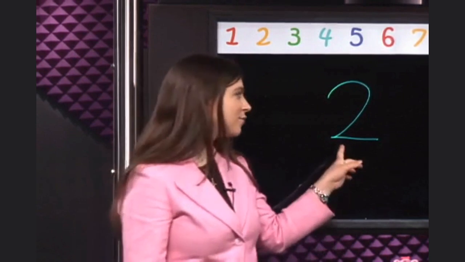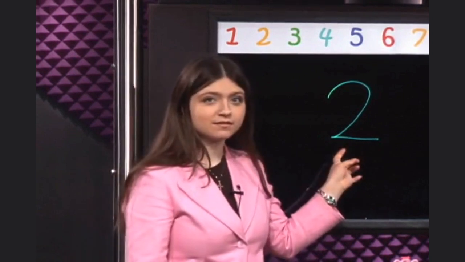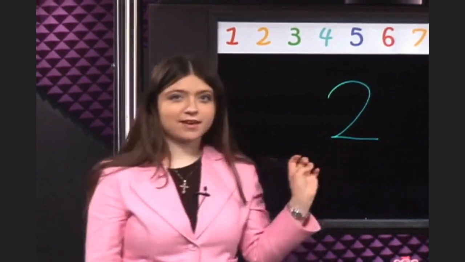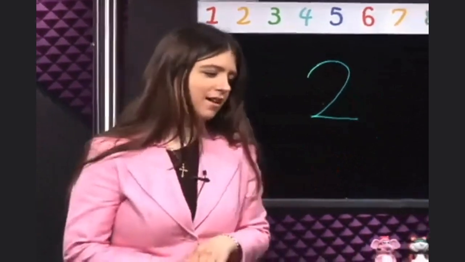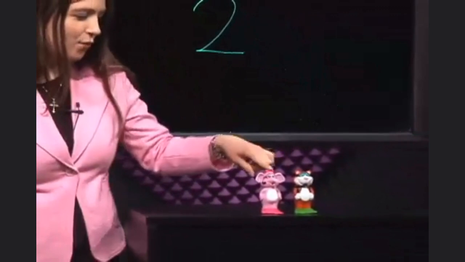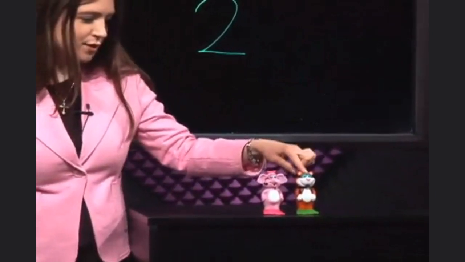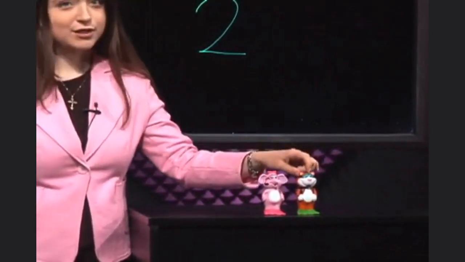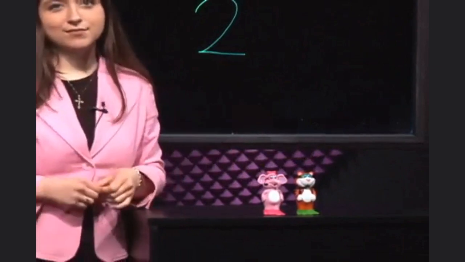This is the number 2. Now let's count some objects. I brought some scuba diving friends. Let's count how many there are. 1, 2. There's 2. Now let's count some things on a picture.